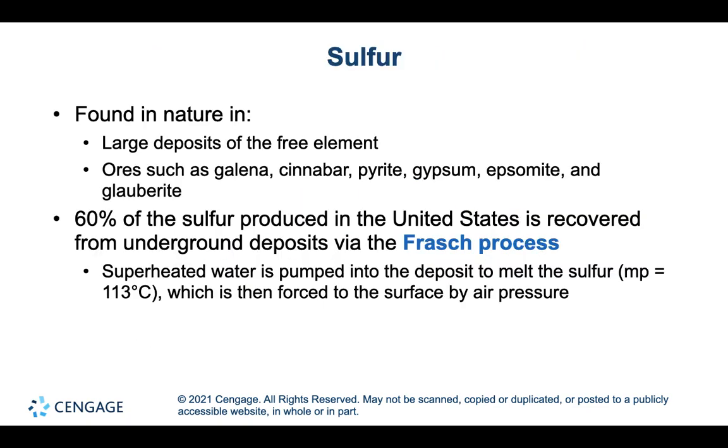Sulfur, another member of group 6, found in nature in large deposits. It kind of comes up from volcanic activity. A lot of the sulfur we have in the United States is made by the Frasch process, and most of that sulfur is then used to make sulfuric acid, which is a very important industrial chemical.